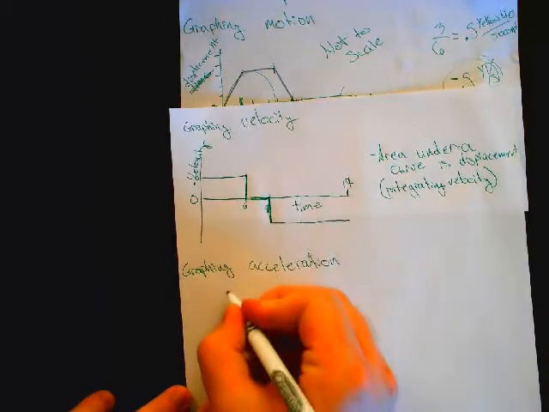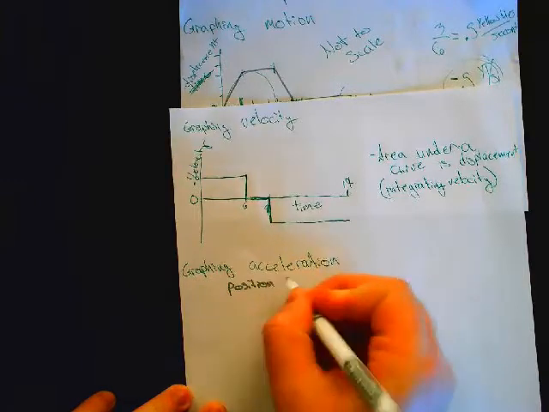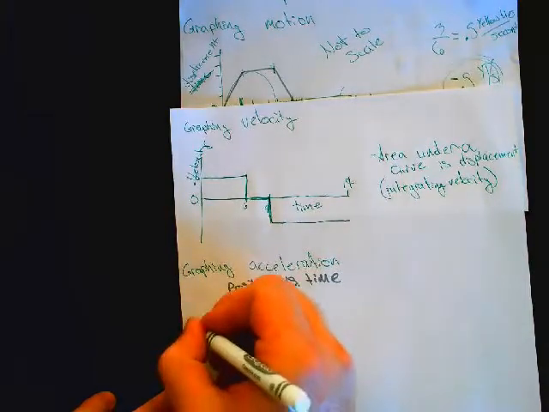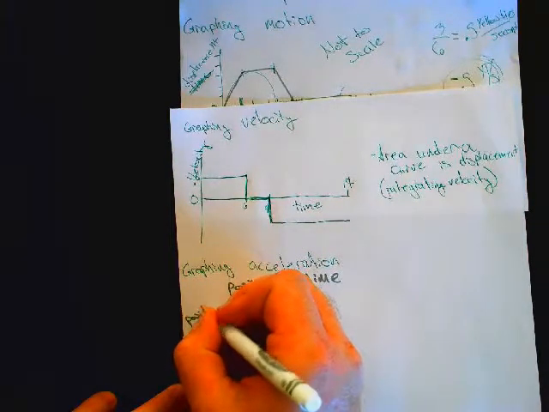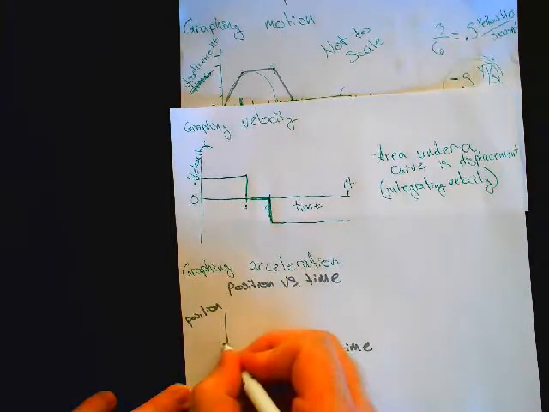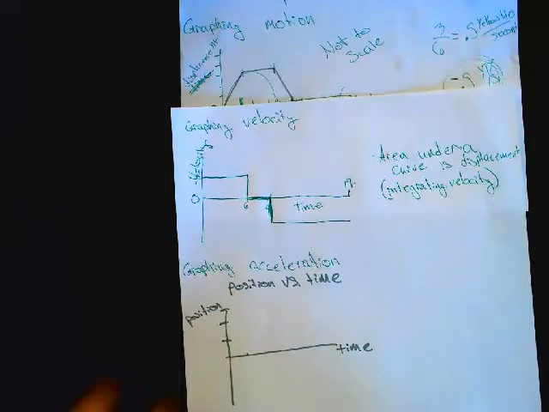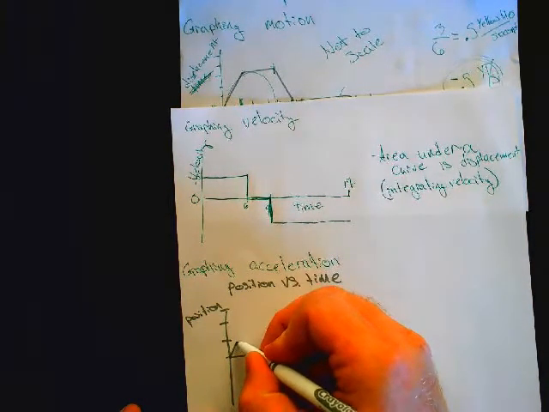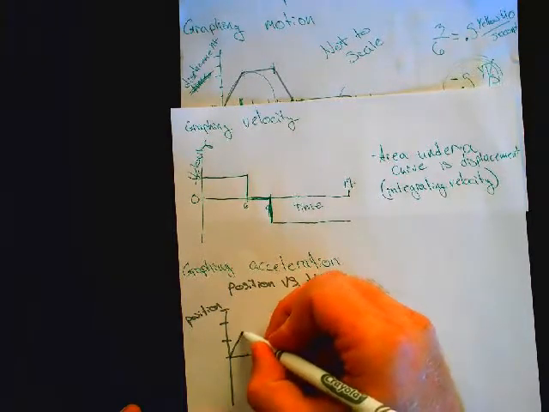Position versus time. We have position here, or displacement, time, and we're going to have 1, 2, 3 yellow tiles. Okay? What's this one going to look like? What is this graph's overall shape going to look like? Like a parabola, absolutely. So we're going to go up to here. Keep going up.